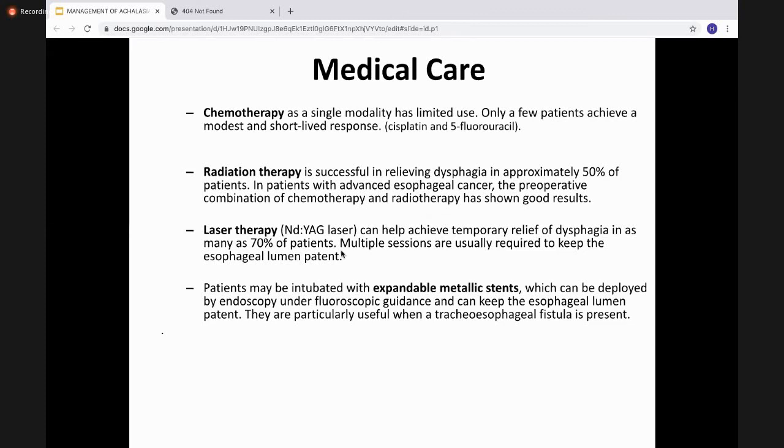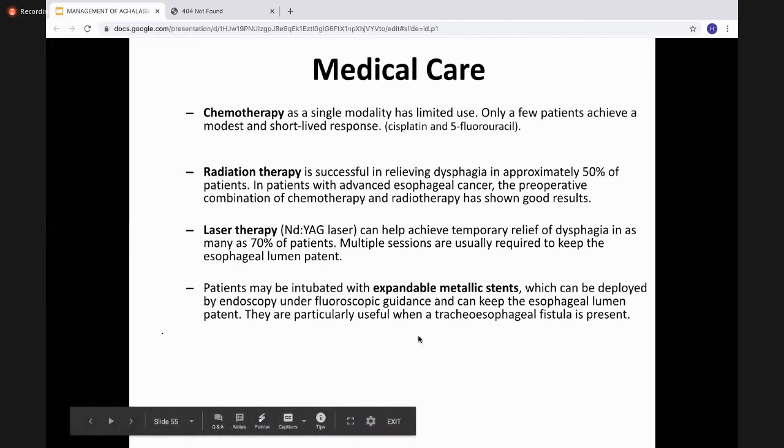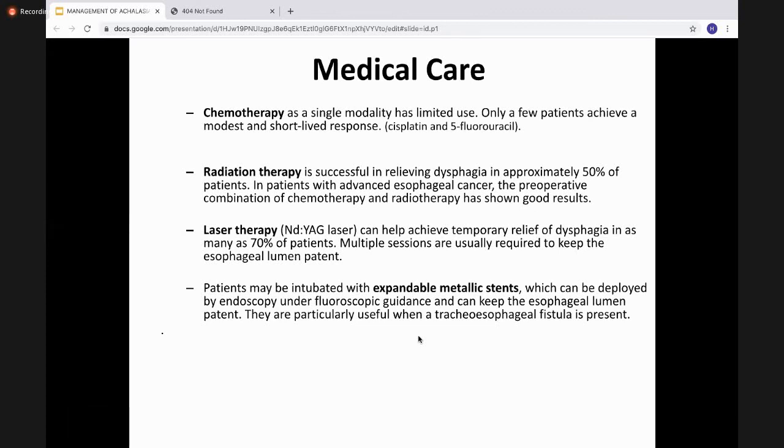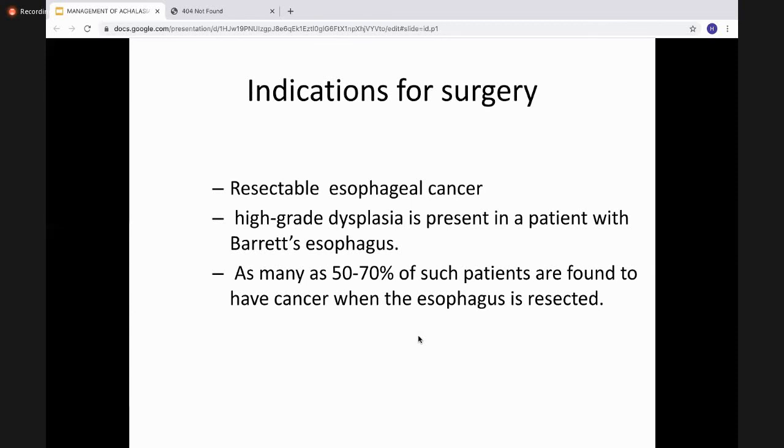Laser therapy can be given to achieve temporary relief of the dysphagia. And if the patient is not at all fit for even chemo radiotherapy, then a stent can be placed, which can relieve dysphagia temporarily. It will not cure the disease, but it will just relieve the dysphagia, and the patient can eat and drink after this metallic stent. What are the indications of surgery?